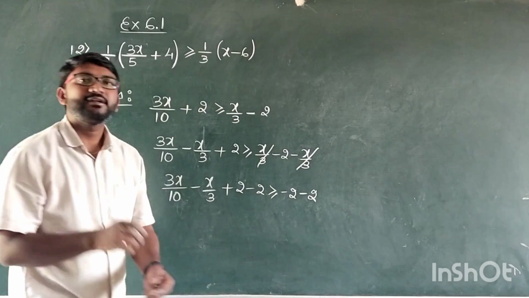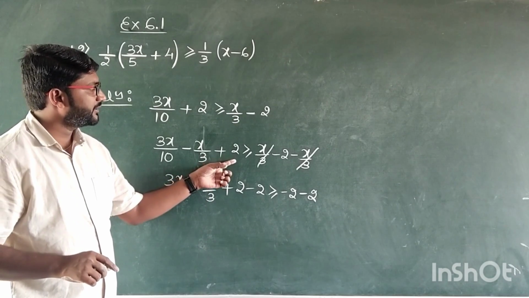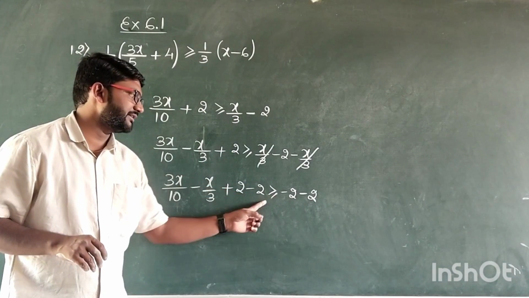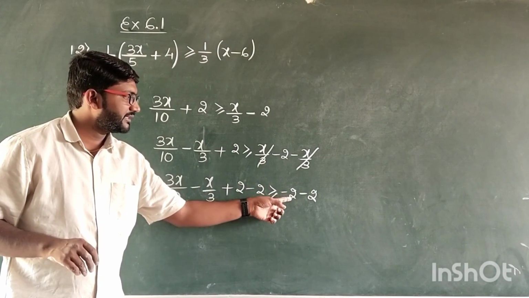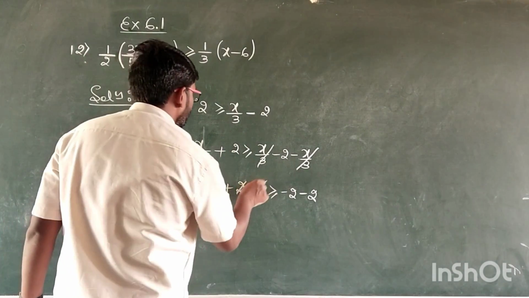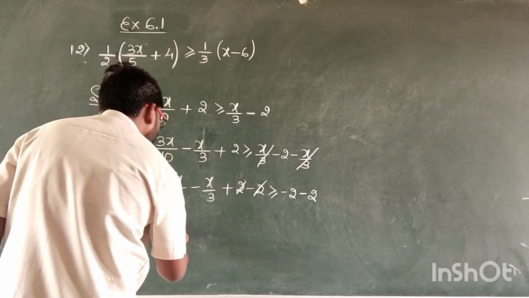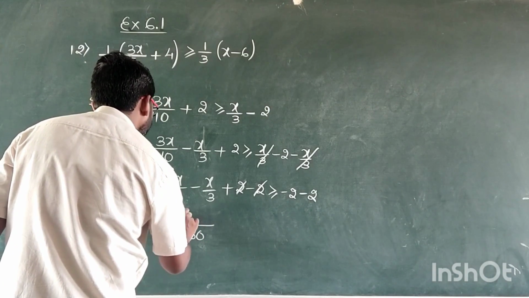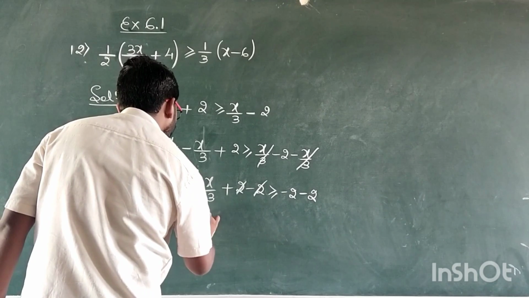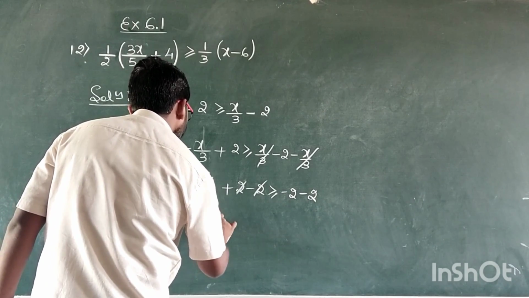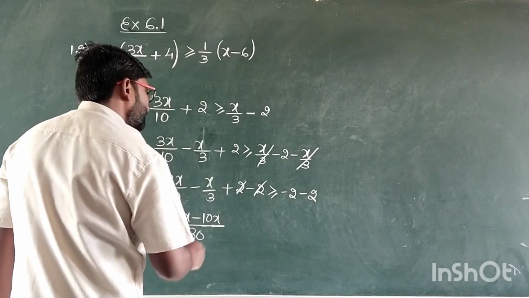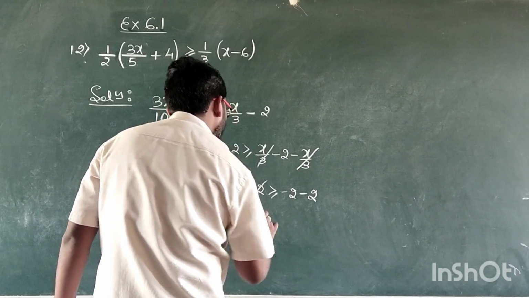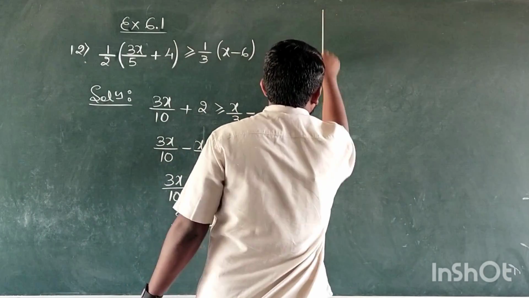What we have done here? So, 2 is an extra term in the left hand side. Now, in order to eliminate this, we have to subtract 2 both the sides. This term written as it is. So, plus 2 minus 2 get cancelled. Here the LCM will be 30. 10 3s are, it becomes 9x and 3 10s are minus 10x. Then greater than or equal to minus 4.